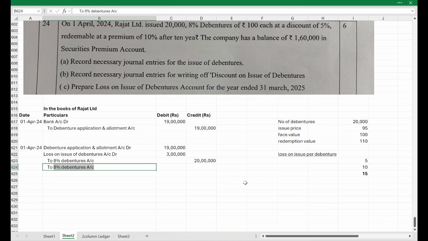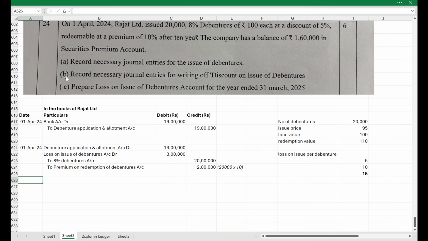And finally you book a liability entry, liability ledger, premium on redemption of debentures. We'll just write the balancing figure, and you will get 2 lakhs, whatever it is. You can write it as a balancing figure, or you can simply write 20,000 into 10 rupees. Either way you get that number, 2 lakhs. So we have completed the first requirement of this question. We have written the entries for issue of debentures.